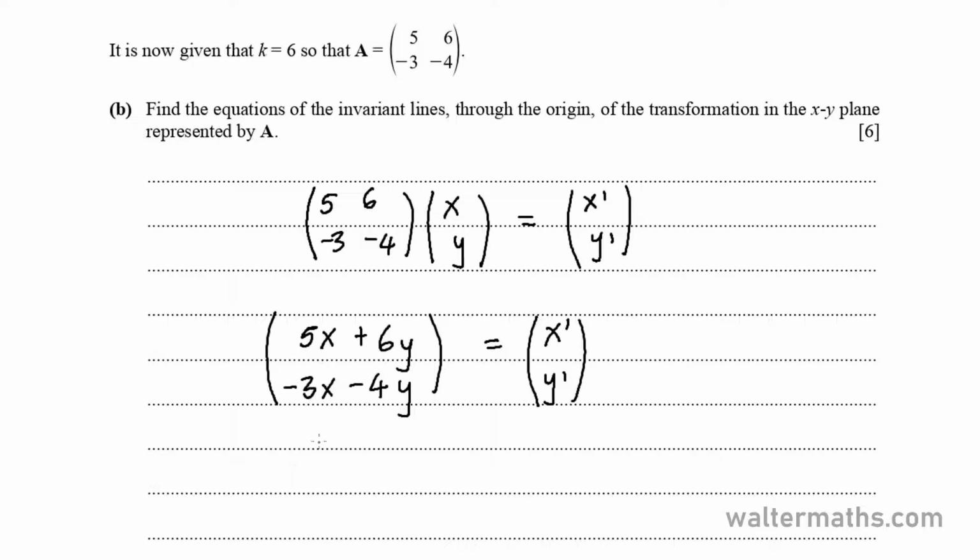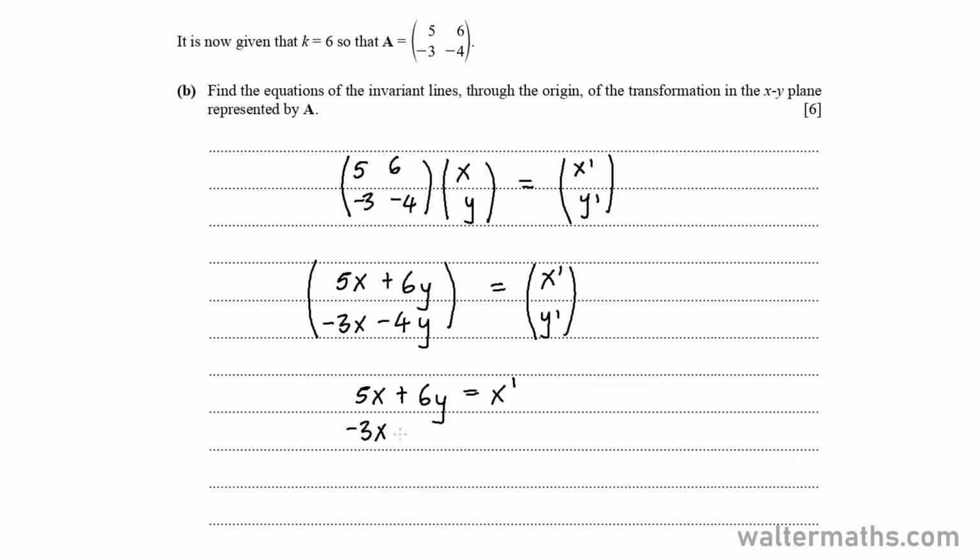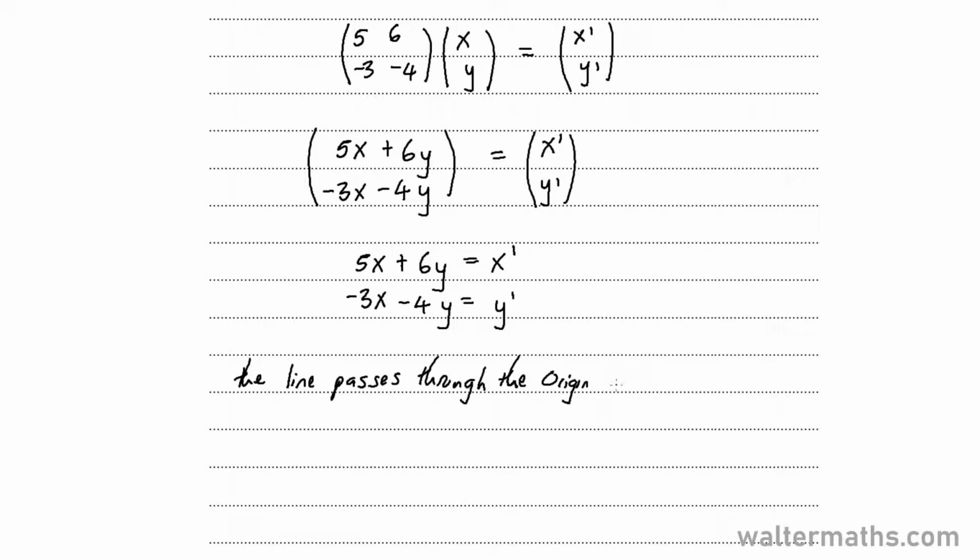So here now we have two equations. 5x + 6y is equal to x', and -3x - 4y is equal to y'. Now the line is passing through the origin, okay, and for that reason it should satisfy the equation y is equal to mx. And because of that, for these two equations that we have, we can actually substitute mx for y. So I'll rewrite the two equations. Okay, let's just label them. This is equation 1 and this is equation 2.